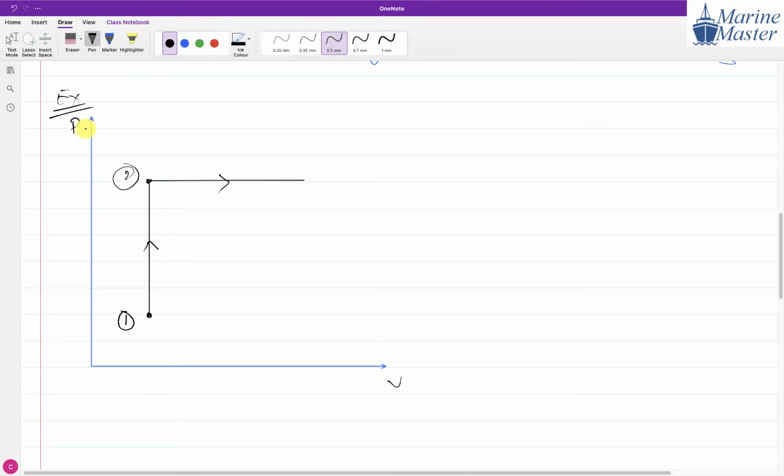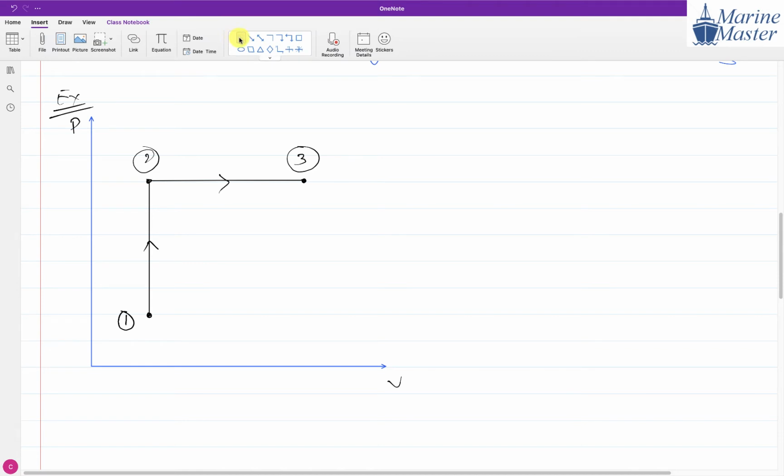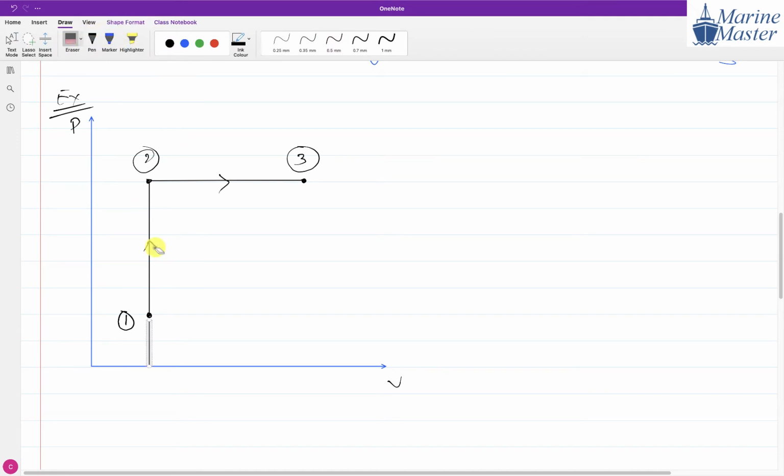So for the PV diagram it is no problem. But how to deal with the TS diagram in this case? See the things here carefully. If you extend this line further as a dotted line, what can we say?